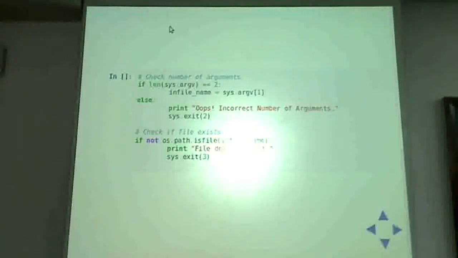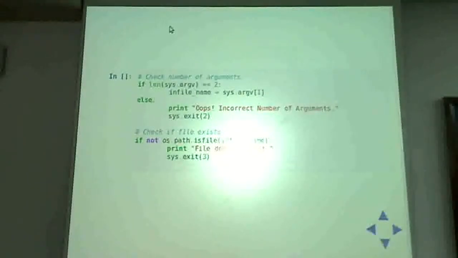Next, I want to check as a first order of things that the number of command line arguments that the user of my program has supplied are correct. Now the command line arguments are stored in a list called argv. So sys.argv is a list which contains your command line arguments, and by default the first element of this list is the name of your program. So the actual command line arguments start from the second element of the list.